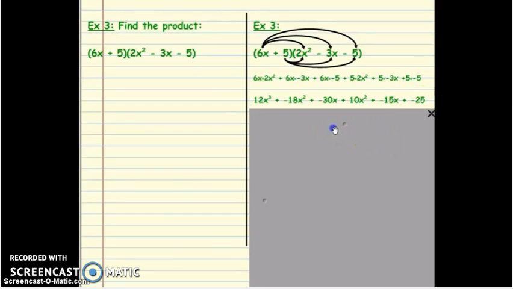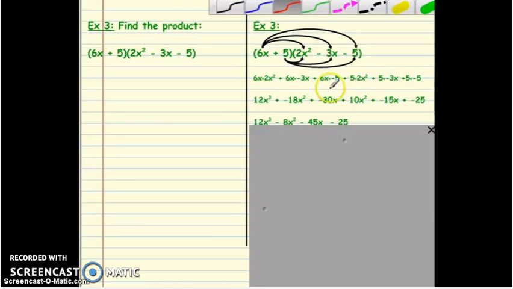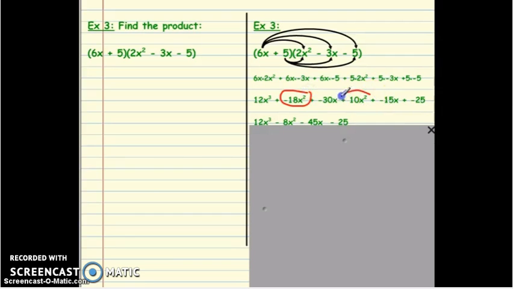All right, then let's look at our like terms. The third power doesn't have anything else, just an exponent of 3. We do have a couple of like terms here, though. We've got our negative 18x squared and our positive 10x squared. And we also have negative 30x and negative 15x. So we keep our 12x cubed. And our negative 18x squared plus 10x squared is going to give us negative 8x squared.